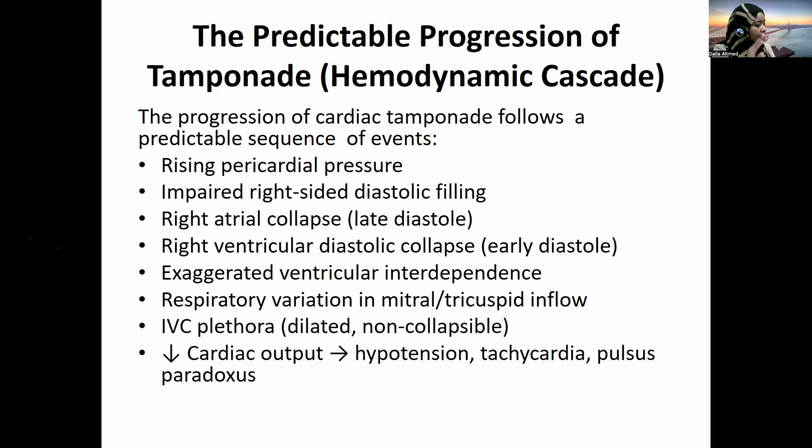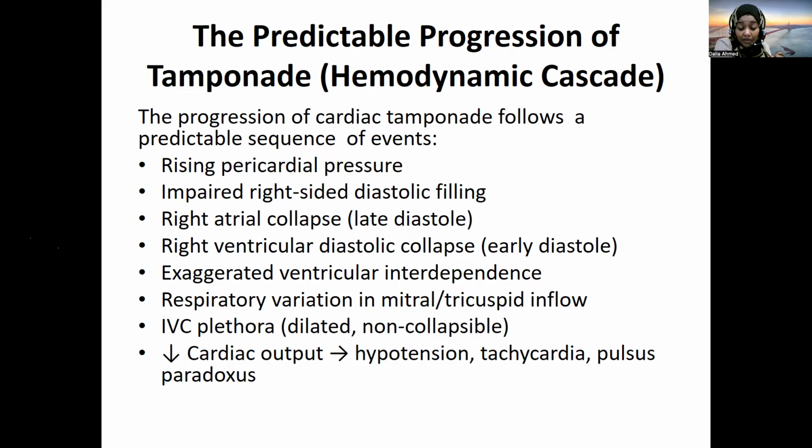So first of all, there is the rising pericardial pressure. As we said, it usually equalizes first with the right heart chamber, then the left heart filling pressure, and then all diastolic pressures equalize, and then this will impair the right side first. It impairs the right-sided diastolic filling. Right atrial collapse happens because this is the chamber with the lowest pressure. So right atrial collapse usually happens early. Then the right ventricular diastolic collapse, and then we will have exaggerated ventricular interdependence.